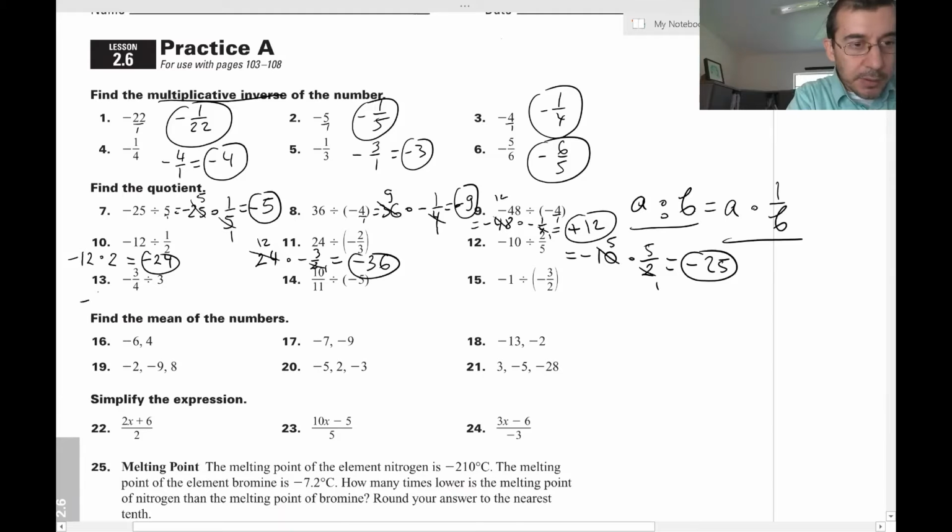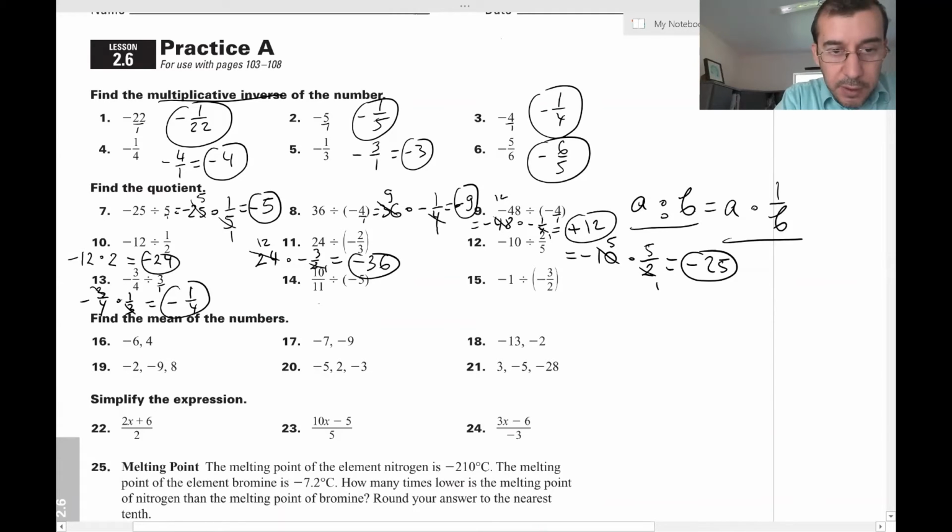Number 13, we have minus 3 over 4 times 1 over 3, right? 3 over 1, the multiplicative inverse of that is 1 over 3. The product of minus and plus is minus, and then 3 and 3 cancel out. You have 1 over 4. Minus 1 over 4 is the answer.